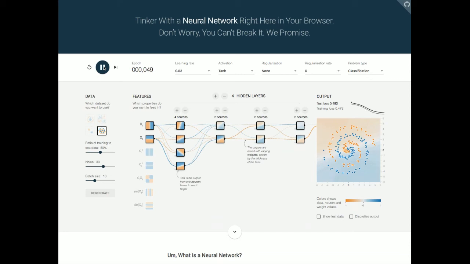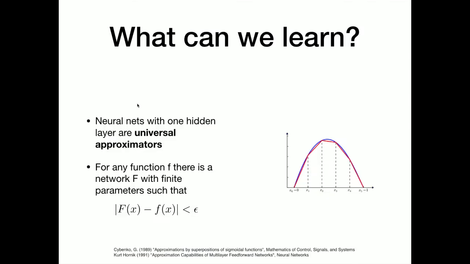And for a while, people asked themselves the same question. So it became important to figure out what neural networks can learn. This is the subject of two pretty important papers, one by Cybenko and the other by Hornik, where they showed that neural nets are what we call universal approximators, meaning that if you have any function that you want, as long as it's smooth, there is a neural network, big F, that with a finite number of parameters will approximate it to any degree that you want.